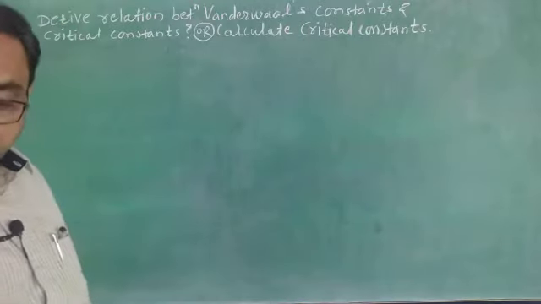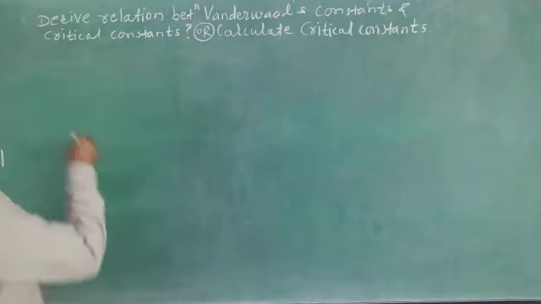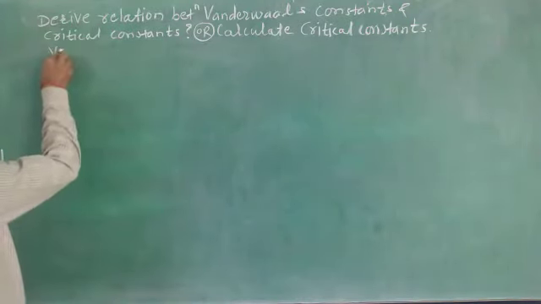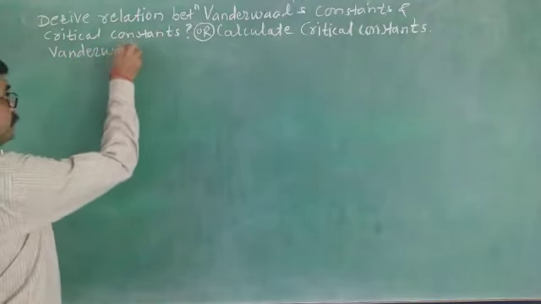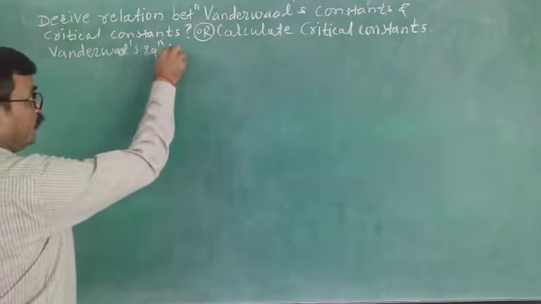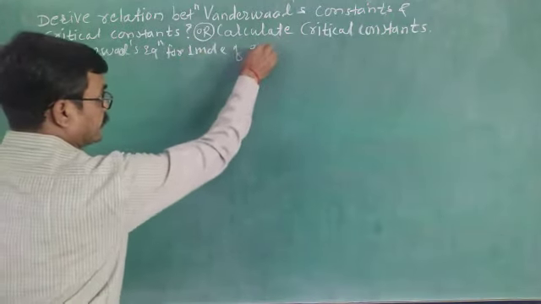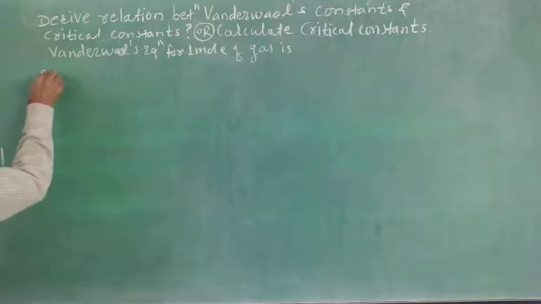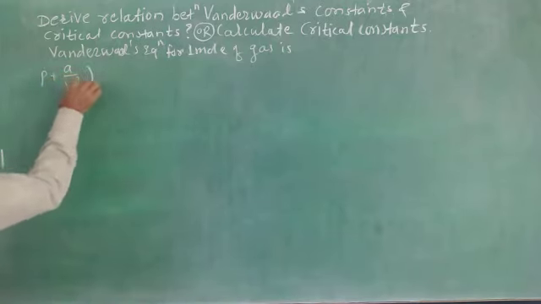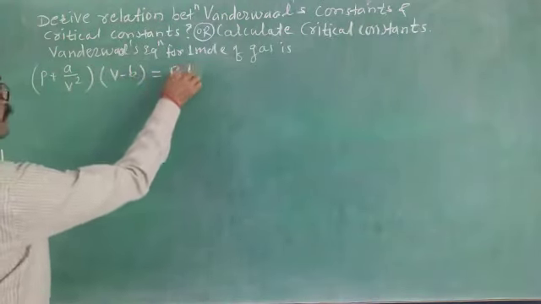First of all, you must know the van der Waals equation for 1 mole of gas. What is the van der Waals equation for 1 mole of gas? It is (P plus a upon V square) into (V minus b) is equal to RT.